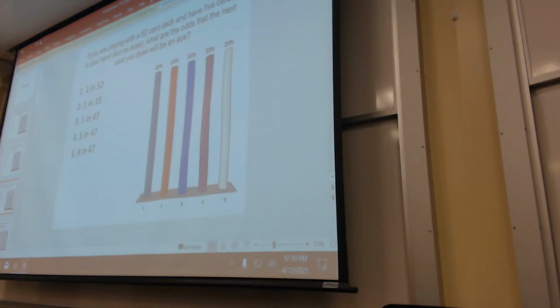Here again, we're using the same formula. We're looking for the total number of favorable cases over the number of total cases. There are 4 aces left in the deck, so the number of favorable cases is 4. Total cases, well, we had 52. We have 5 in hand. So 47. So 4 over 47 are the odds of drawing an ace.